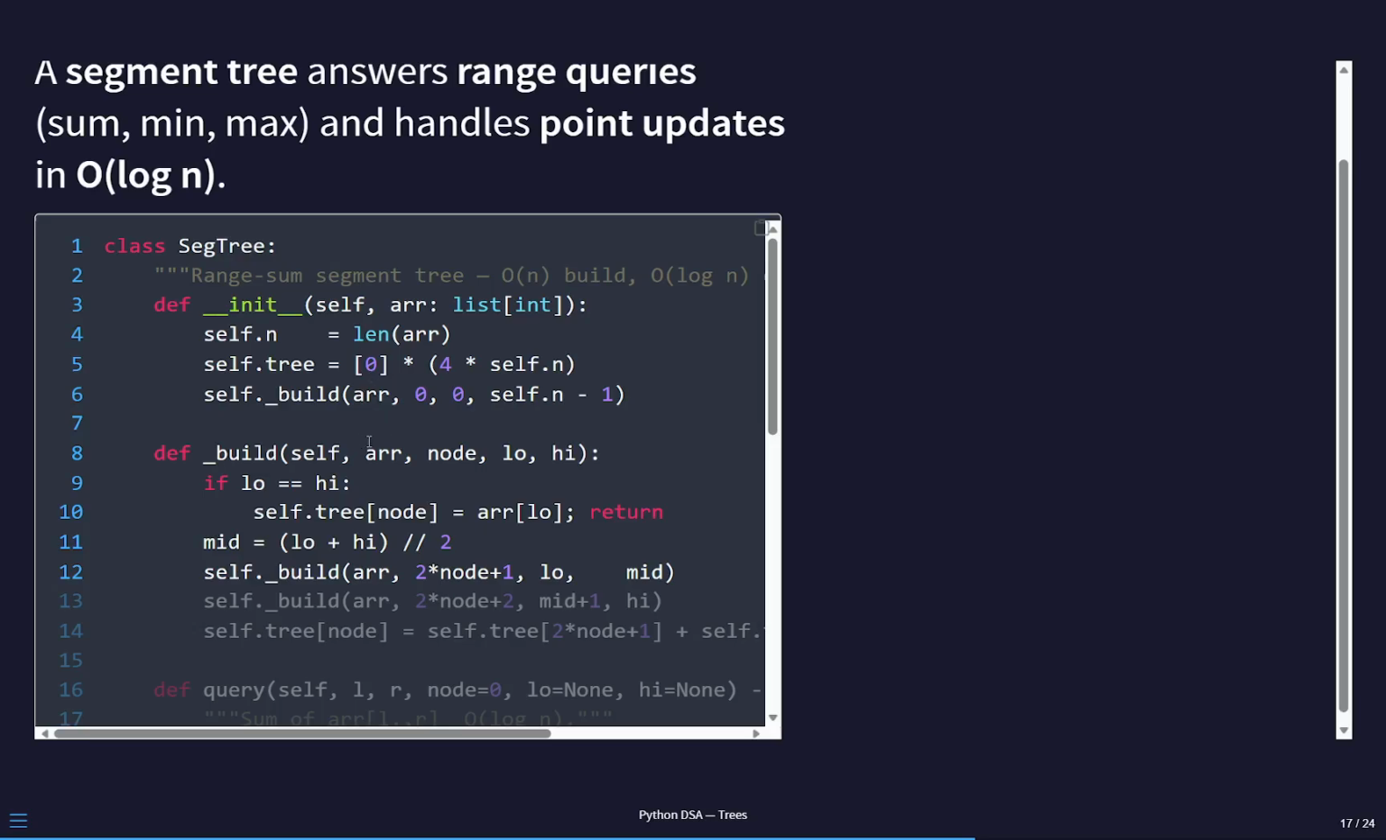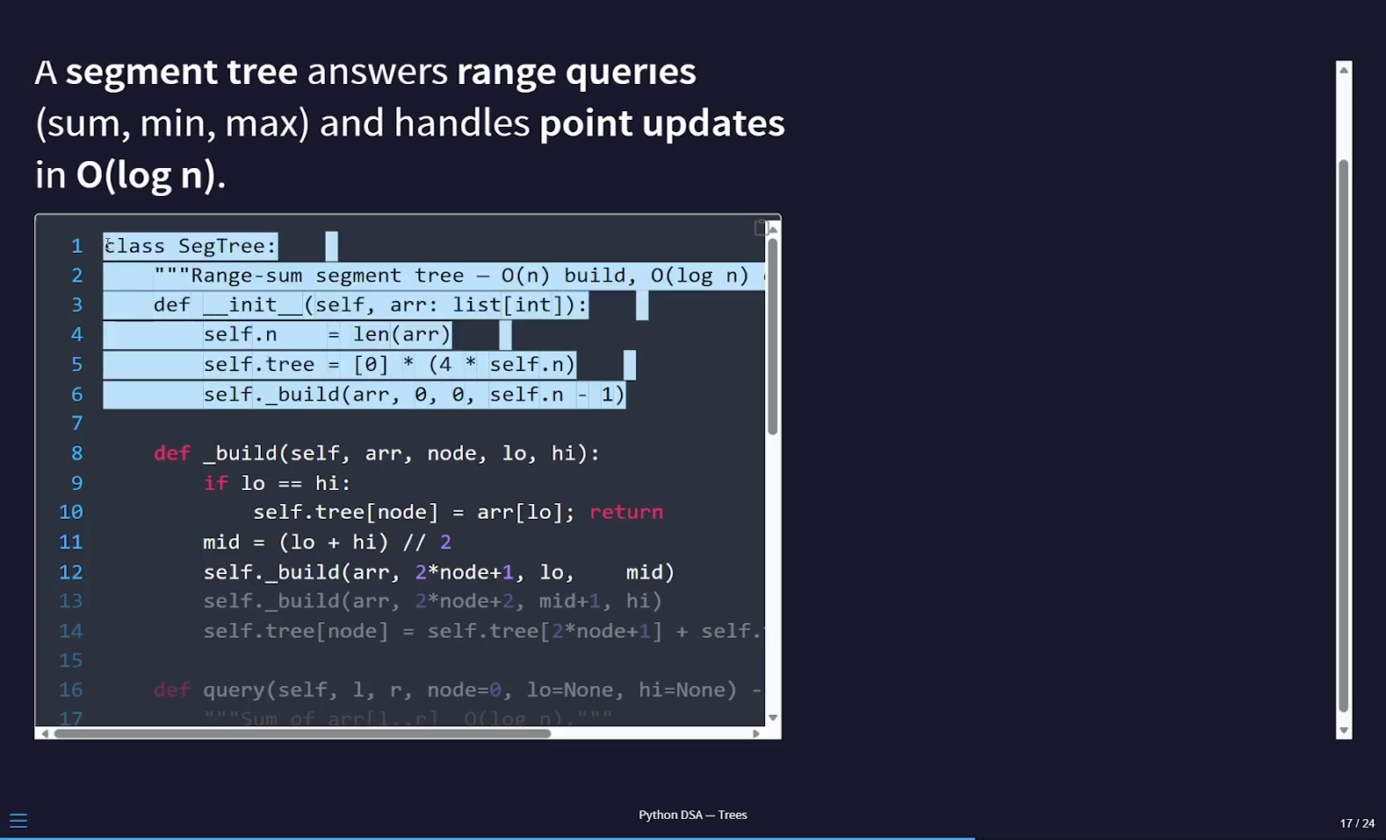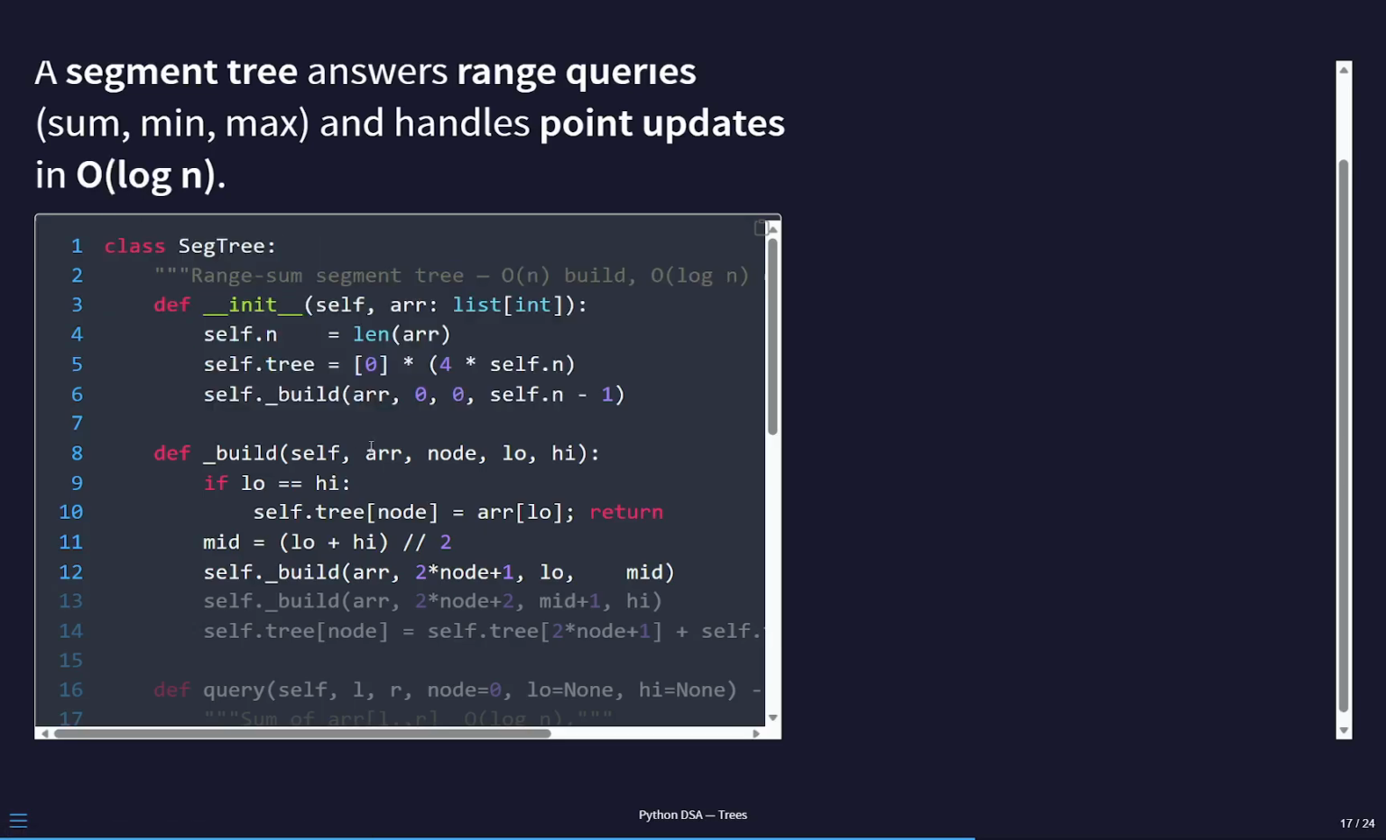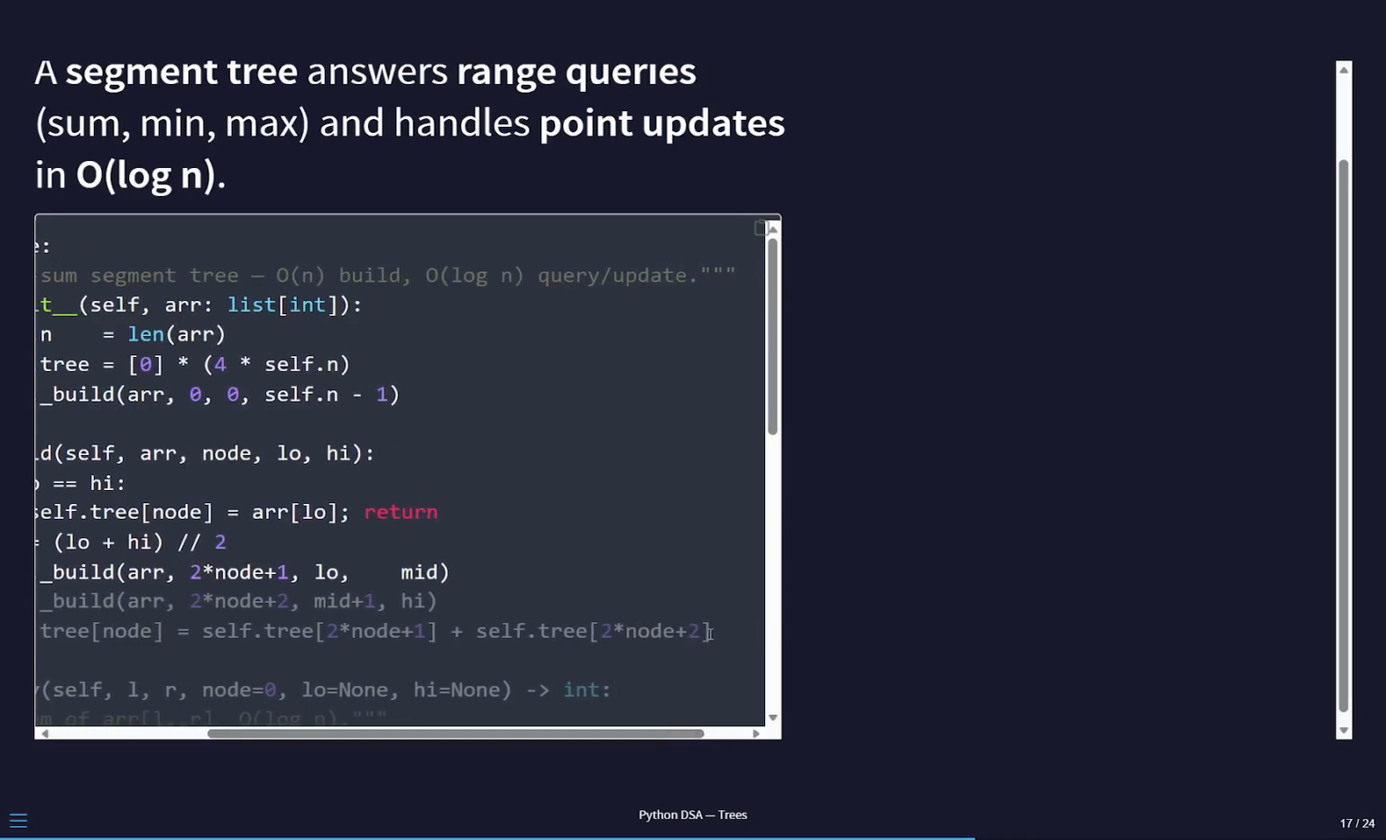Each leaf represents a single element. Each internal node represents the aggregate of its subtree's range. For a sum segment tree, every internal node stores the sum of all elements in its range. Building takes O(n). We visit each node once.